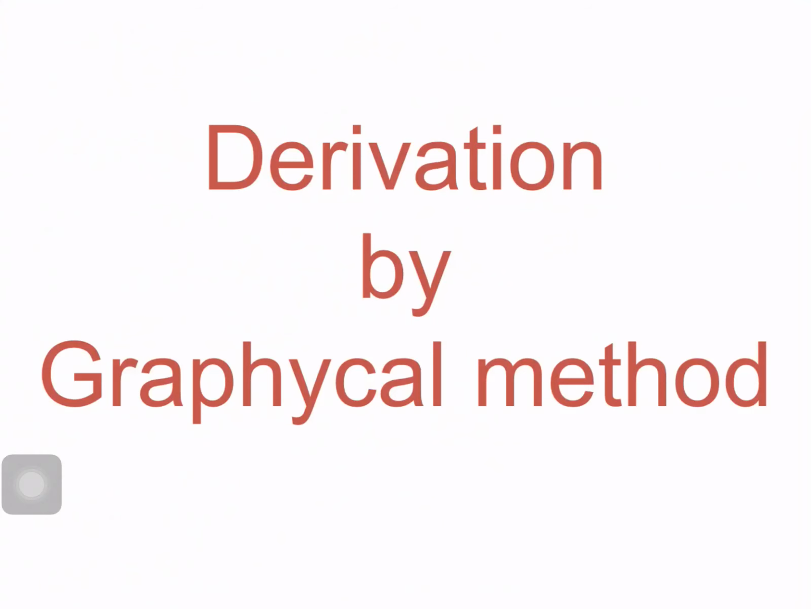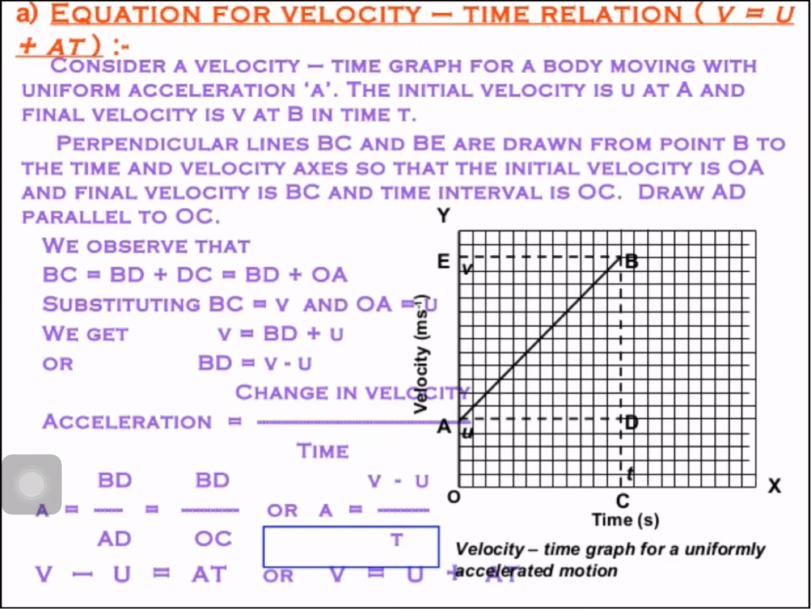And next, derivation by the graphical method. You can see the graph, the same thing. Here you see the graph, time is taken on the x-axis, velocity on the y-axis. AB is the body moving from A to B in t seconds. O to A represents u, the initial velocity, that is 0. After the point A, the body started to move, so that is a velocity. Clear? You see the final velocity? That is v, from C to B is the final velocity.